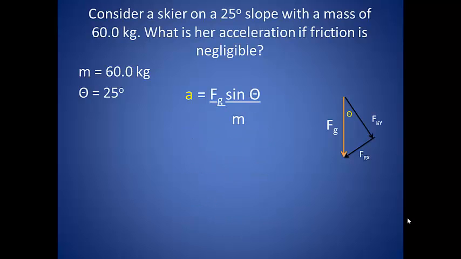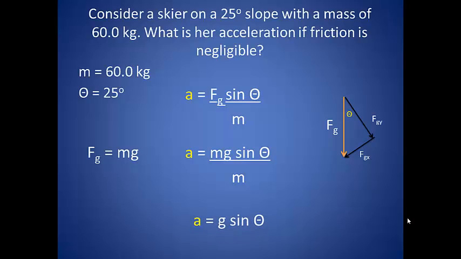This looks great until you probably notice that we do not know what Fg is. Well, it's weight. And weight is the effect of gravitational acceleration on a mass. We can do that and substitute that into our acceleration term. So acceleration is equal to mg sine theta divided by m. Since mass is found in both the numerator and denominator, we cancel those terms and we're left with acceleration is equal to g sine theta.